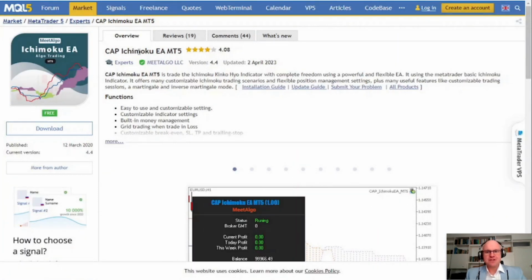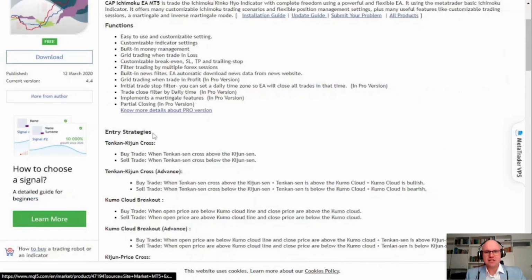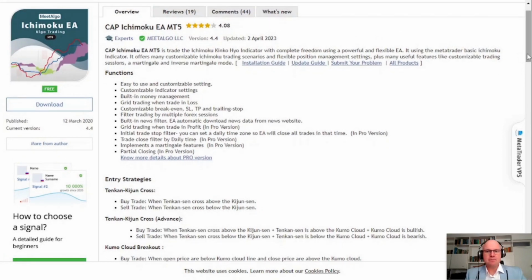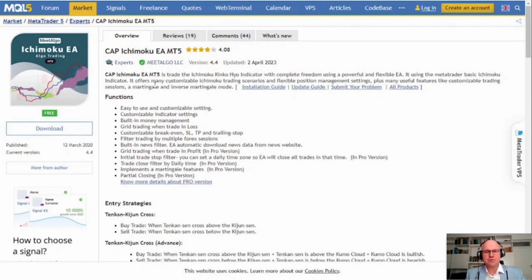Now, we've previously featured another bot from Meet Algo, so that makes it a little bit easier when it comes to the settings. The great thing about the Ichimoku EA is that it is very easy to use and highly customizable. It does come with a multitude of different settings, so we will take a closer look at all of these when we dive into it on our MetaTrader application.